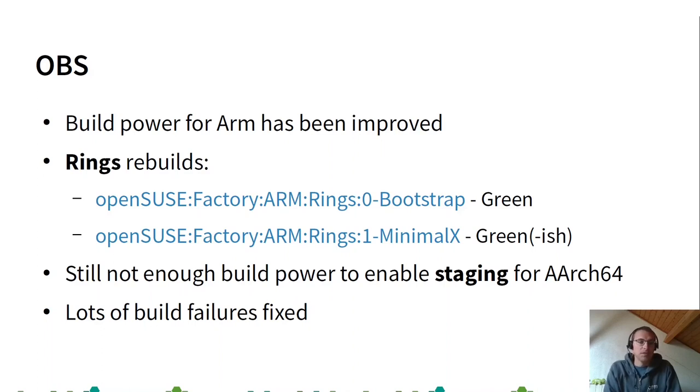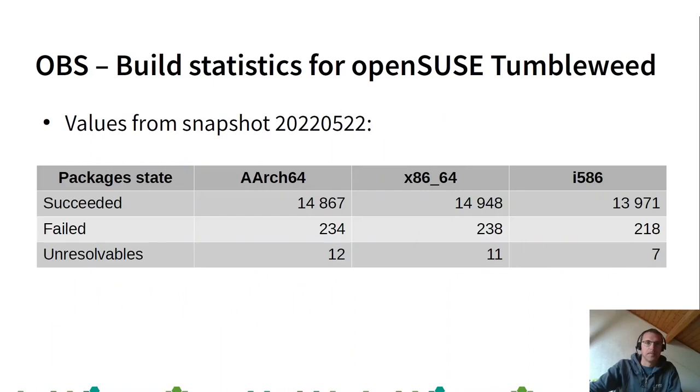But we still do not have enough build power to enable staging projects for AArch64 as it is done for x86. And of course, lots of build failures have been fixed. Here you have some build statistics for openSUSE Tumbleweed. The values are from the snapshot from the 22nd of May. And you can see that AArch64 is very close to x86 in terms of build succeeded, build failed, and unresolved errors.